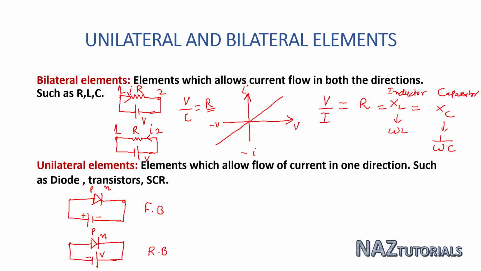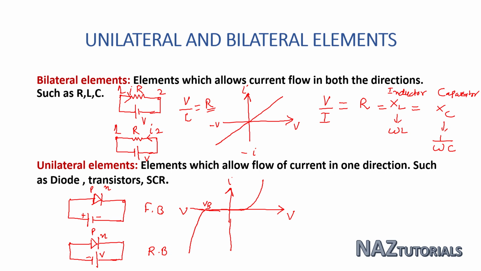In the forward bias condition, current can easily flow in a junction diode and it gives the VI characteristics like this. In the reverse bias condition, current cannot flow easily. It blocks the flow of current. If we increase the voltage to some breakdown voltage, then the current will flow. This voltage is known as the breakdown voltage.